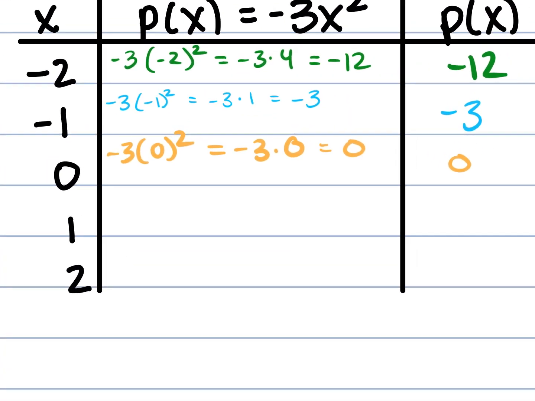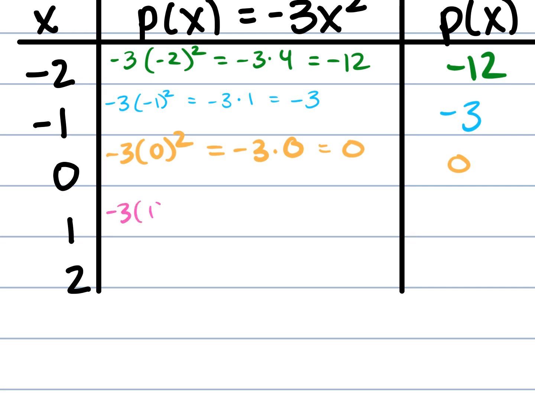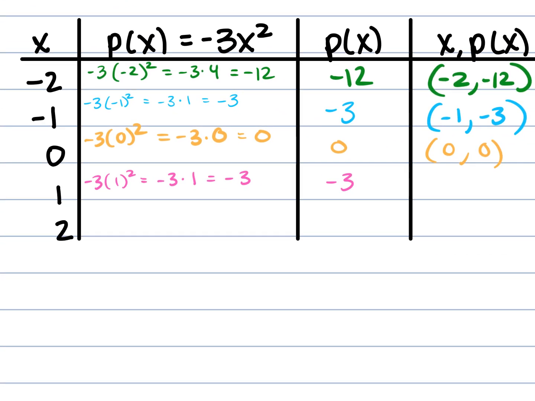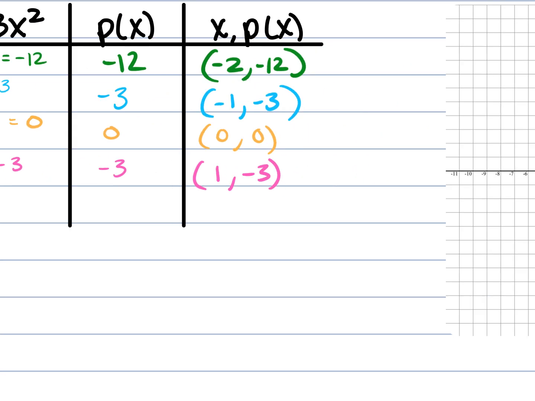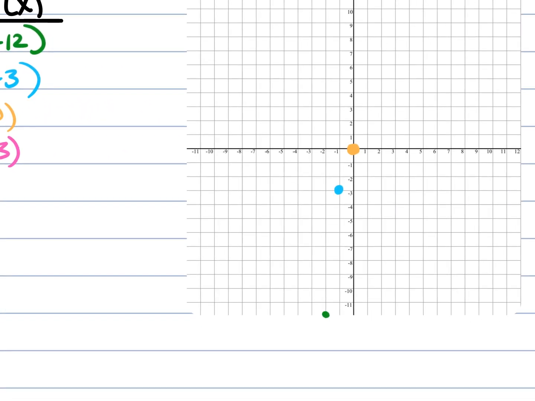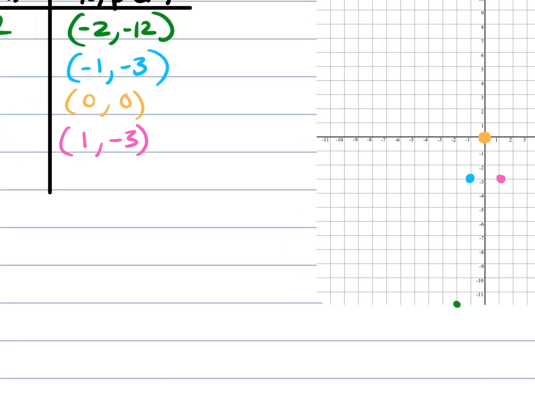So let's plug in 1. We have negative 3 times 1 squared. What's 1 squared? And negative 3 times 1? Negative 3. So what would our point here be? 1, negative 3. So let's put that on our graph. We're going to go to the right one and down, negative 3.